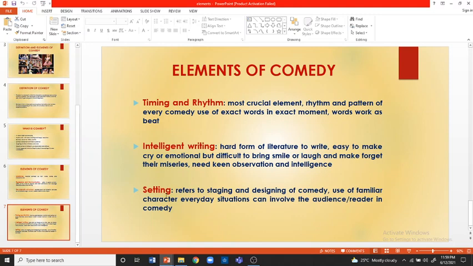And last but not least is the setting. Here, setting refers to the staging and designing of comedy, and the use of familiar everyday situations. It can involve the audience or the reader in the comedy. Okay, we stop here.